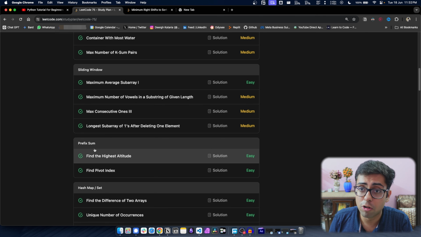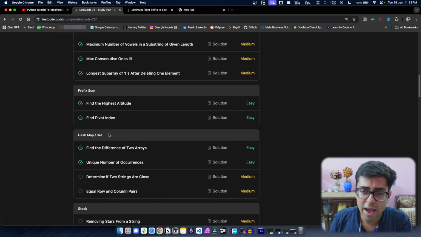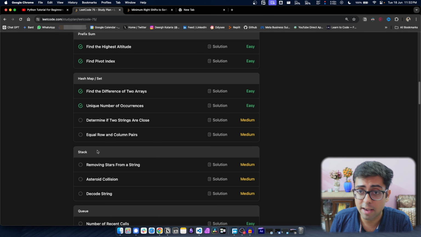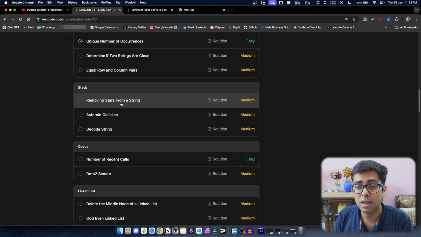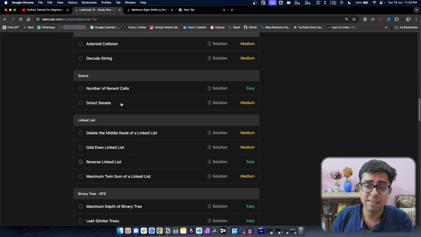Then you have prefix sum. This is also a very important topic. Then you have hash map. Hash map, you can basically use through your dictionary in Python. Then you have stack. Stack is also a very important topic. I didn't go after that, but stack and queue, also linked list, you can say. Stack, you know, LIFO, FIFO, stack, queue, you know that. After that, it's linked list.